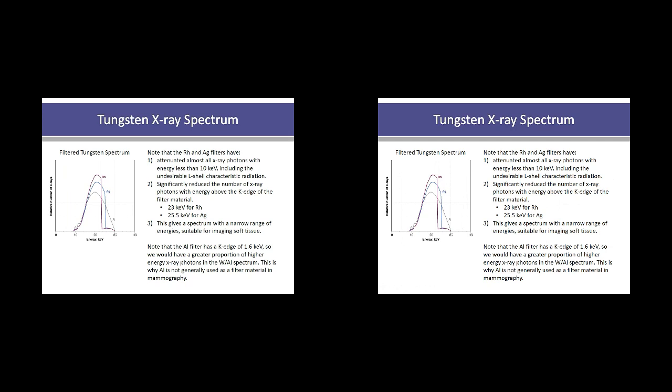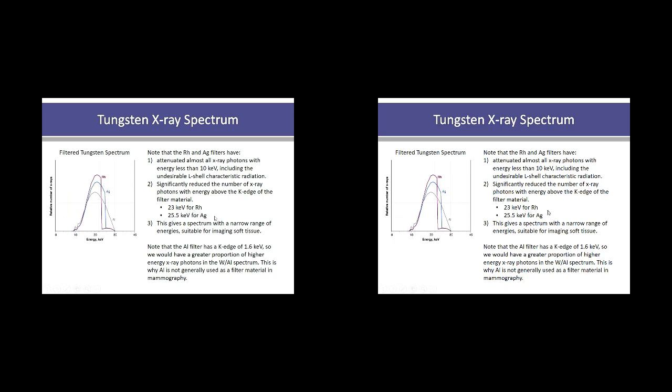So just to go over that again then, the rhodium and silver filters have attenuated almost all X-ray photons with energy less than 10 keV, including the undesirable L-shell characteristic radiation. And what they've done, which doesn't happen in general radiology, is this particular filter that we use in mammography has significantly reduced the number of X-ray photons with energy above the K edge of the filter material. So above 23 keV for rhodium, above 25.5 keV for silver. Now I can't tell you what's going to be on the exam, but from memory some of the MCQs maybe ask you to try and remember these K edge energies.